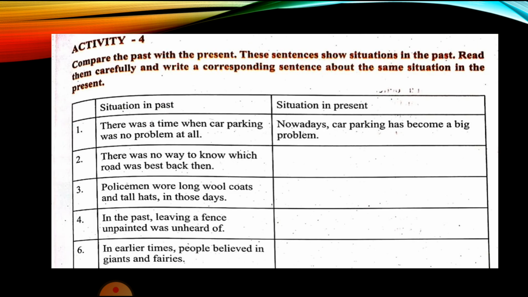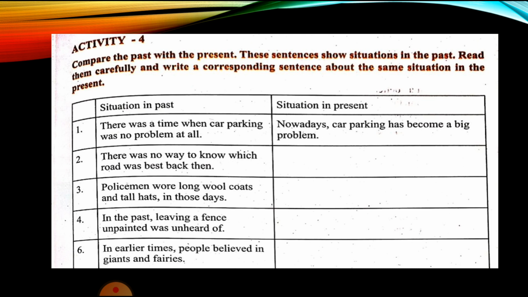Now moving towards activity 4. In this activity, compare the past with the present. Each sentence shows a situation in the past. Read them carefully and write a corresponding sentence about the same situation in the present. So let me read out the situation in the past and I'll tell you about the situation in the present.